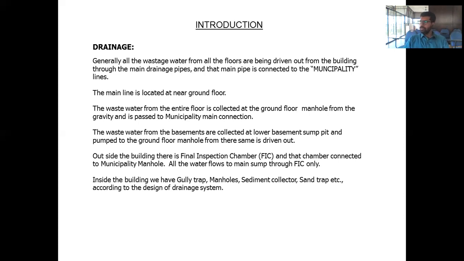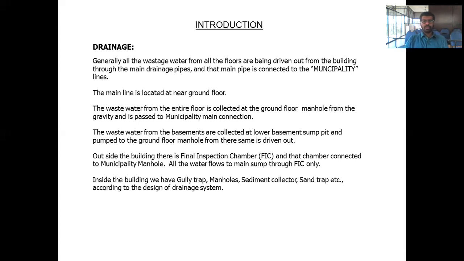In places like here, if you have individual houses, you will have a separate septic tank and a soak pit or wastewater pit, so that you can collect the wastewater in appropriate pits and tanks. In the case of municipality lines or sewers, you can connect your main pipe from your locality or house to the municipality line.